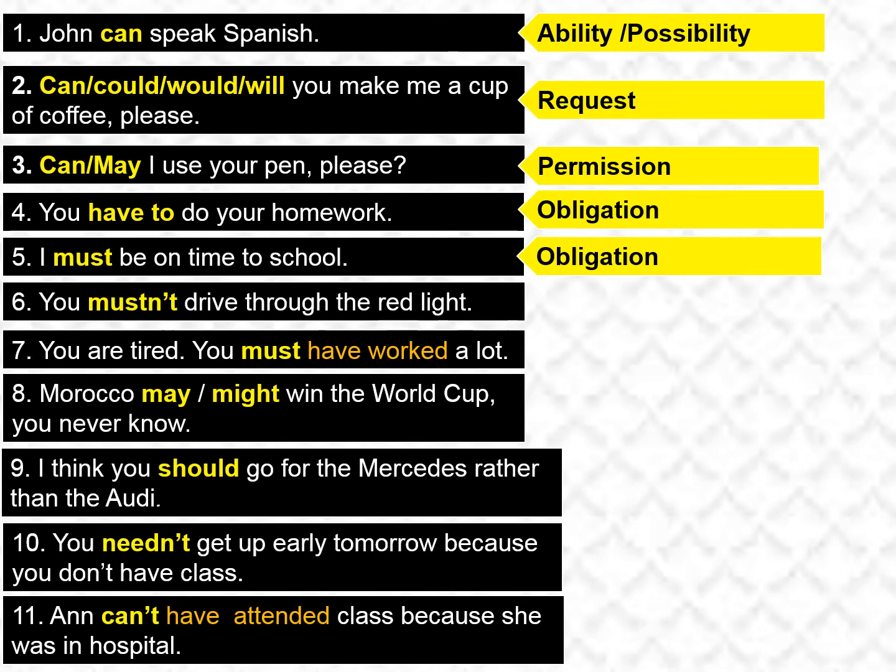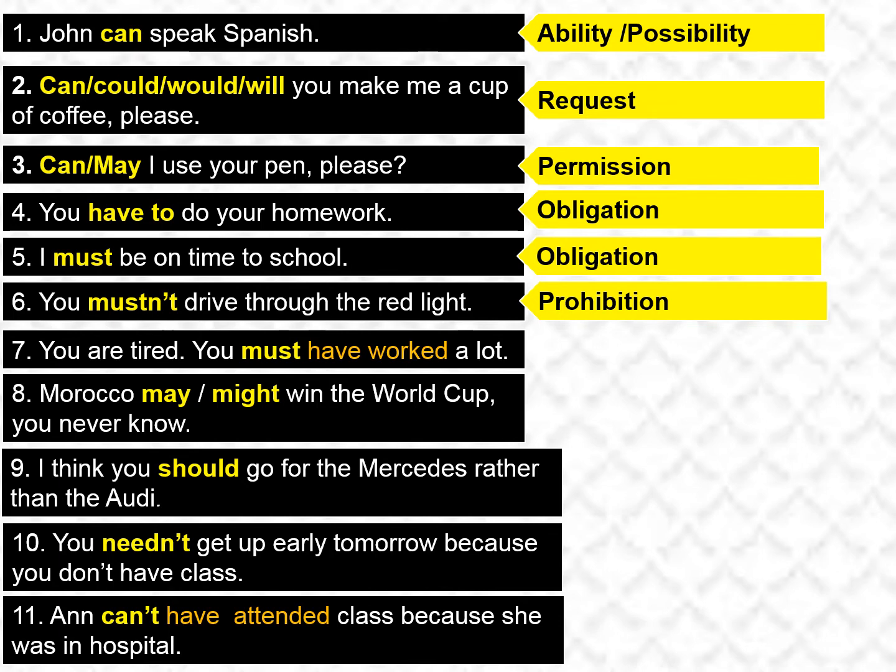As I said earlier, both must and have to are used to express obligation, except for the fact that must is kind of an internal obligation and have to is kind of an external obligation. Someone tells you what to do. Good. Now, you mustn't drive through the red light. That's a prohibition. Mustn't is used for prohibition.